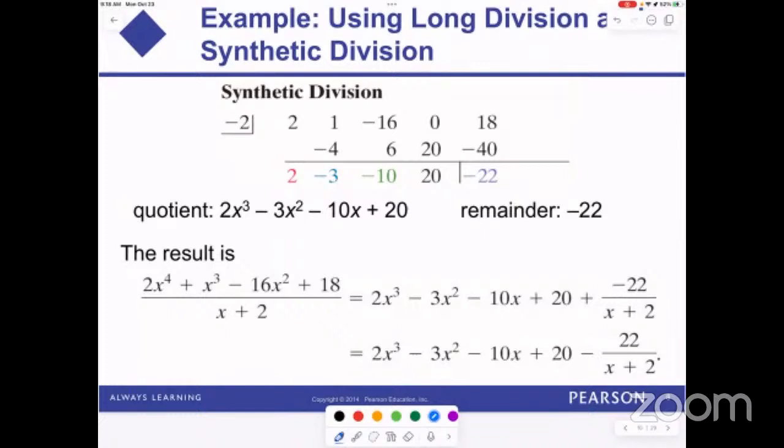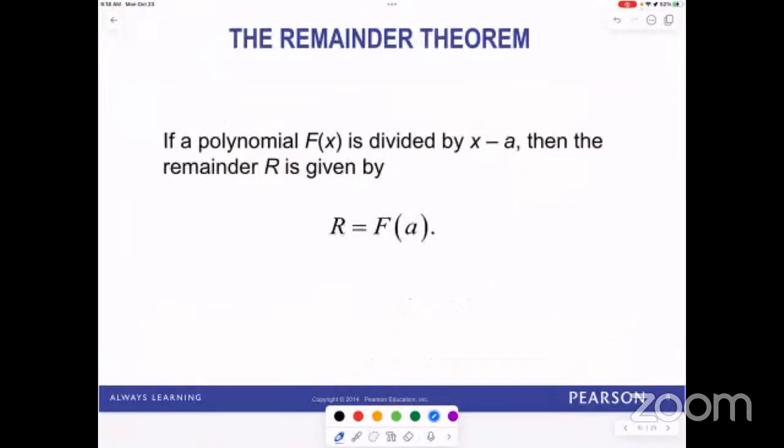Okay, let's keep going. So if a polynomial f of x is divided by x minus a, then the remainder is given by f of a. This is called the remainder theorem. So if we have our dividend divided by our divisor, one way to jump straight to the remainder is we can evaluate f at that zero, the one we put in the chair for synthetic division. The zero of the divisor.